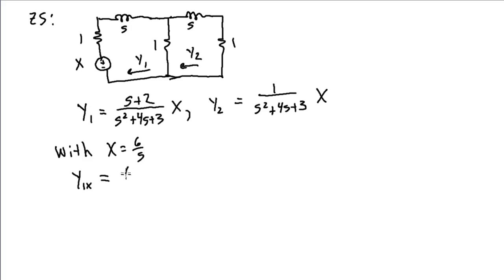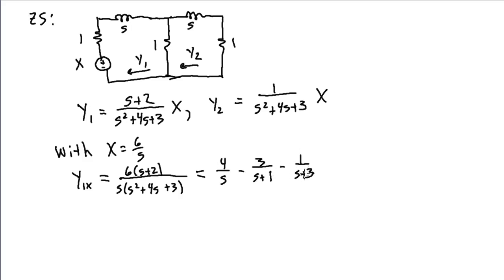So I'll have 6 times S plus 2, and then in the denominator I'll have S times S squared plus 4S plus 3, which the second order term factors as S plus 1 times S plus 3. So I can do a partial fraction expansion and get 4 over S minus 3 over S plus 1 minus 1 over S plus 3. And then similarly for Y2 of X, multiplying by 6 over S, I'll have just a 6 in the numerator, and then S over S squared plus 4S plus 3. This partial fraction expansion becomes 2 over S minus 3 over S plus 1 plus 1 over S plus 3.